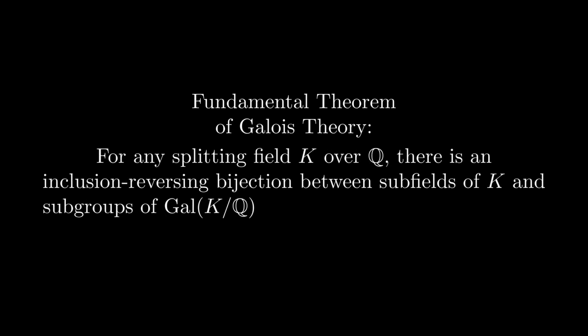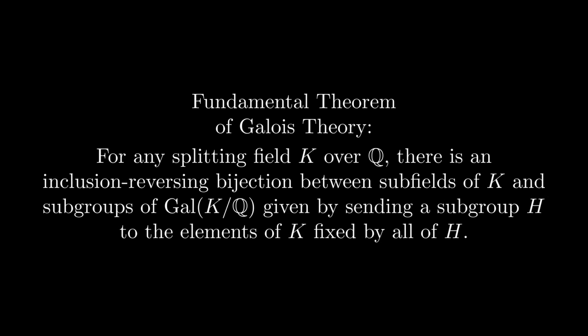And now that we understand the splitting field and the Galois group, let's introduce the fundamental theorem of Galois theory that relates the two of them. It says, if we have a polynomial whose splitting field is k, then there is a map between subfields of k, that means fields inside k, and subgroups of the Galois group, that is, smaller groups inside the full Galois group. What is this pairing of groups and fields?